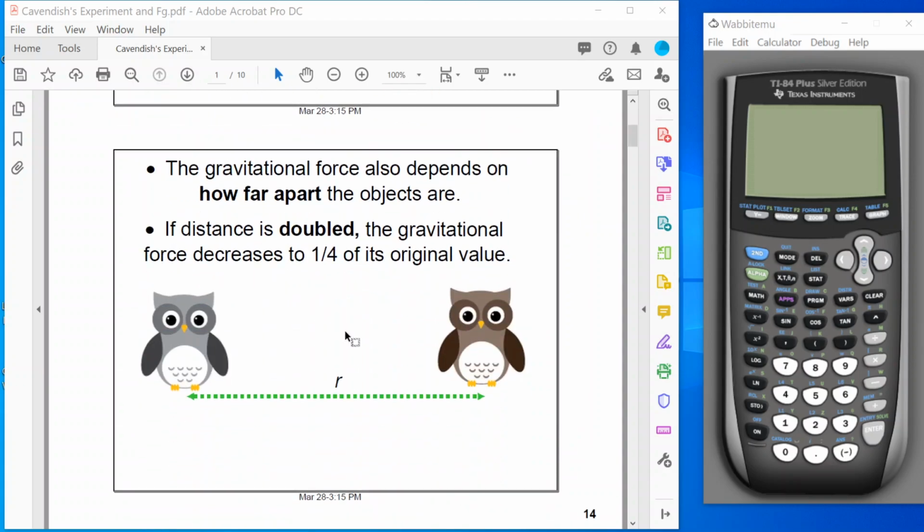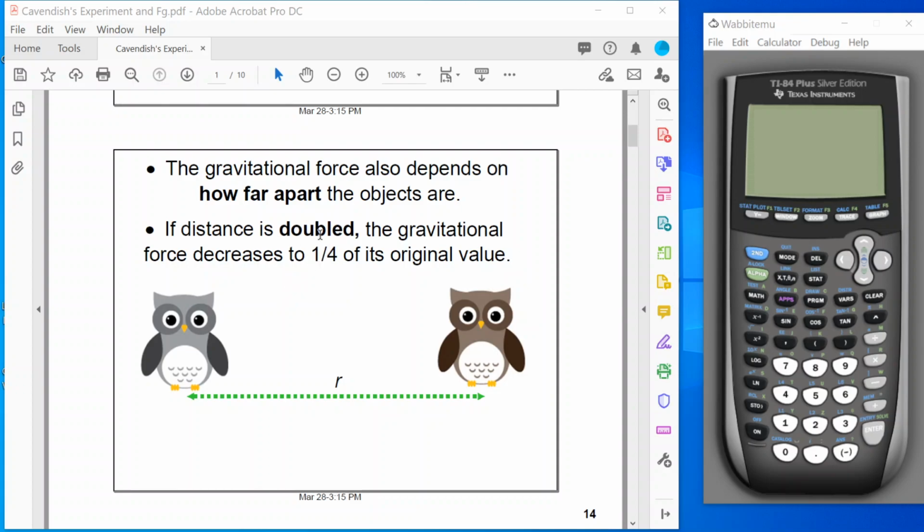We're also going to learn that gravitational force depends on distance. So if I'm measuring the gravitational force between these two owls here, the distance that we're going to use is the distance from the middle of one owl to the middle of the other, and we call that distance r. We know that if distance doubles, the gravitational force will actually decrease to 1/4 of its original value. So we have sort of an inverse relationship going on here. When the distance gets bigger, the force actually gets smaller. They're acting as opposites.